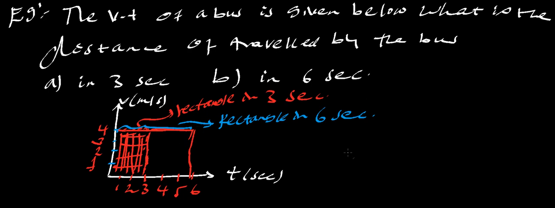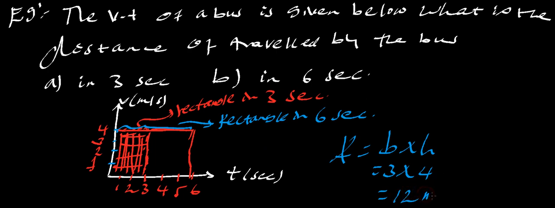It is the base multiplied by the height. What is the base of this rectangle, the first 3 seconds? It is 3. What is the height of the rectangle? It is 4. That is 12. Units: this one is in seconds, this one is in meter per second, so second cancels second. Therefore it is 12 meter. This is the distance traveled by the bus in 3 seconds.